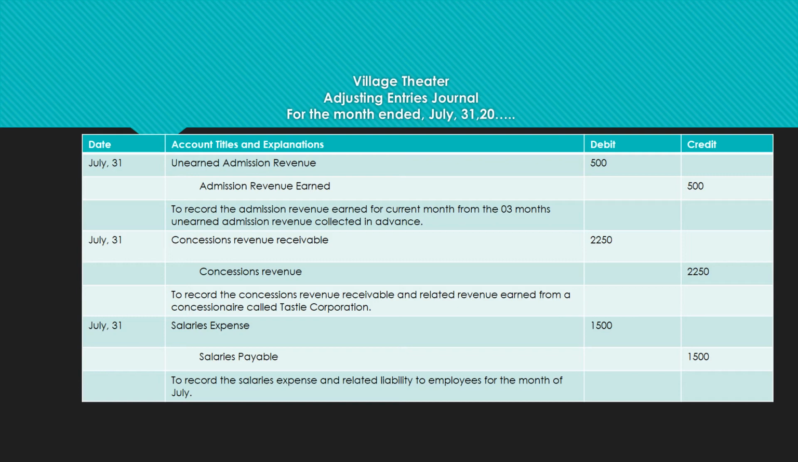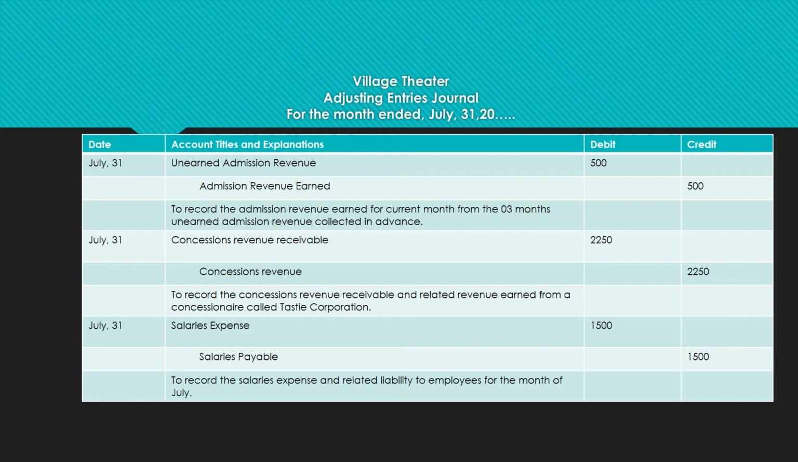Transaction G. Salaries earned by employees but not recorded or paid as of July 31st amount to 1,500. No entry has yet been made to record this liability and expense. Now, the expense of Village Theatre incurred for the month of July is 1,500, but Village Theatre has still not paid these salaries to their employees, so they will pay later on. That's why they have to show salary payable. So the liability is increased and salary expense is also incurred, whether they have made payment or not. So they will show that expense in the books of accounts.